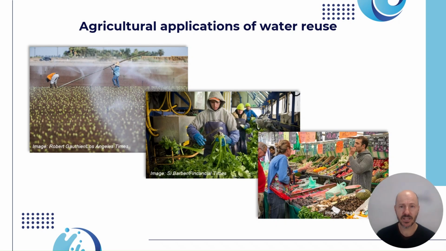Different reuse applications means there will be a combination of different exposure pathways. In agricultural irrigation, the risk will be different for the workers in the field who may come into direct contact with irrigation water on their skin or by inhalation of water droplets in the air, compared to the public who will consume the agricultural products as food.